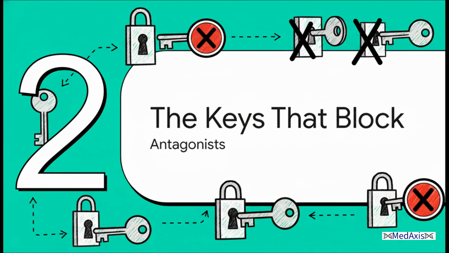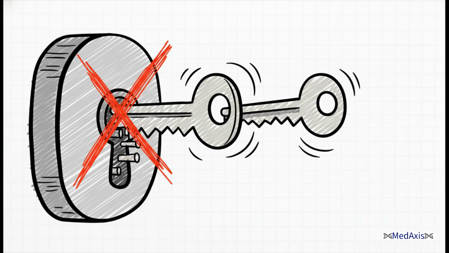These are the blockers, and they're called antagonists. This is the whole idea behind an antagonist. Imagine a key that's cut just right to slide into the keyhole. It fits in there perfectly, but all the teeth are wrong. You can't turn it. It just sits there. And as long as it's stuck in there, no other key, not even the right one, can get in.